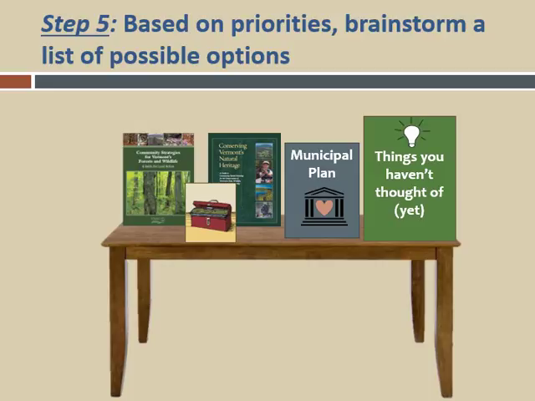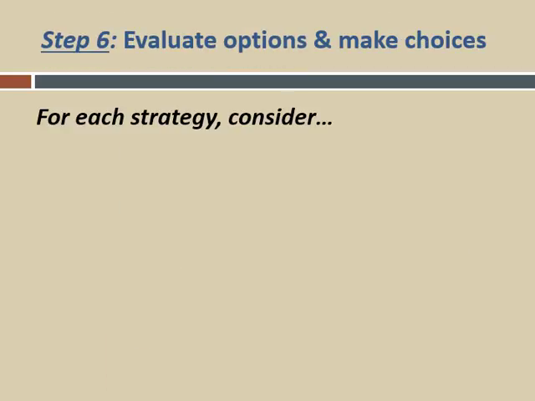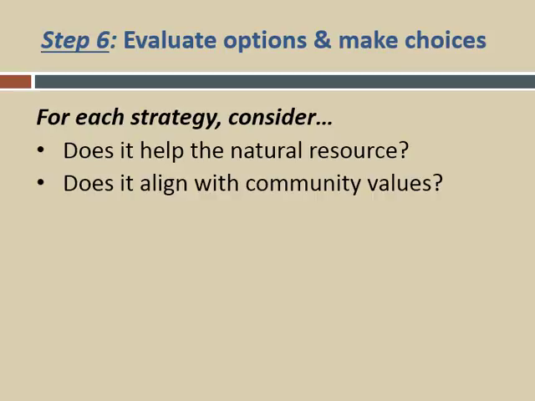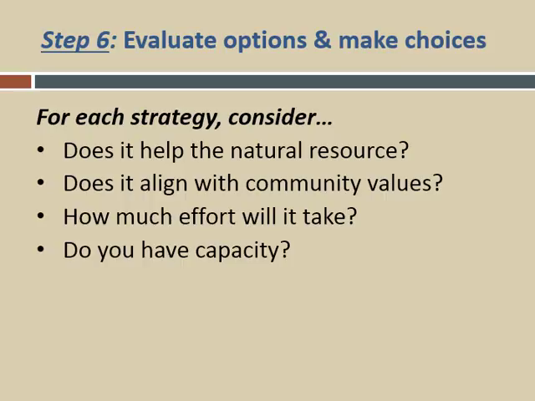After you've brainstormed strategies, the next step is to evaluate them. So for each strategy, you can think about, well, does it actually advance the natural resource needs? This might sound obvious, but it's really good to just check back and make sure. Does it support community values? If so, it might garner a lot more support. How much effort will it take to get it done? And make sure you are realistic as you do make this assessment.